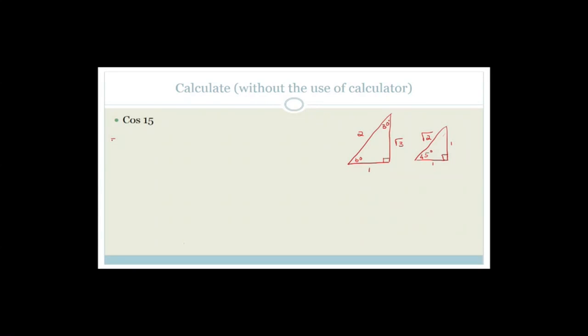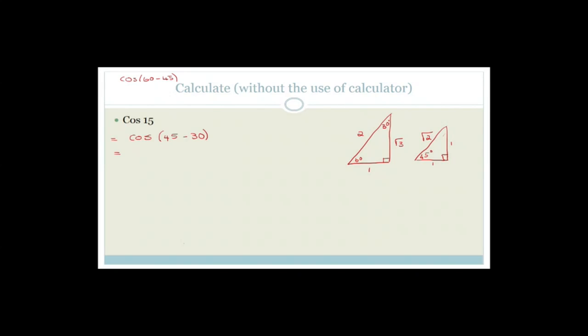Cos of 45. So cos of 45 could be written as cos... now you get to choose. You can either write it as 45 minus 30, or you could go for cos of 60 minus 45. It doesn't matter, okay? The point is that the difference is 15. Either way, you're going to get the same answer. Okay, so let's do this.